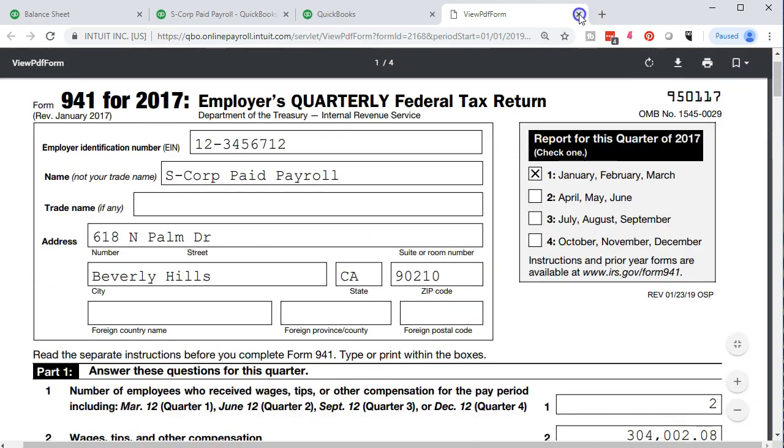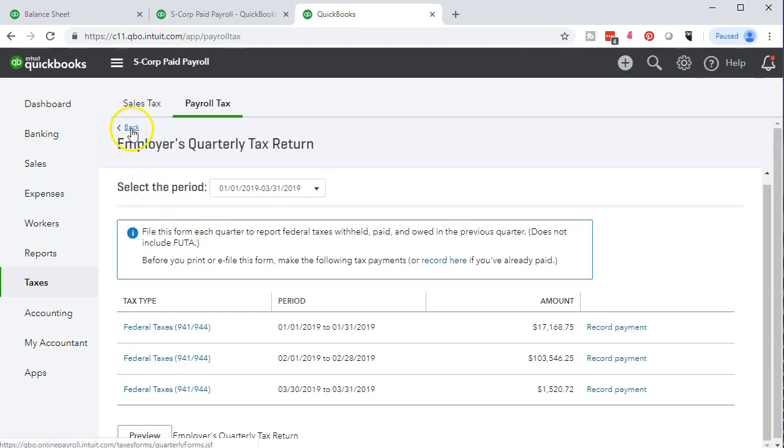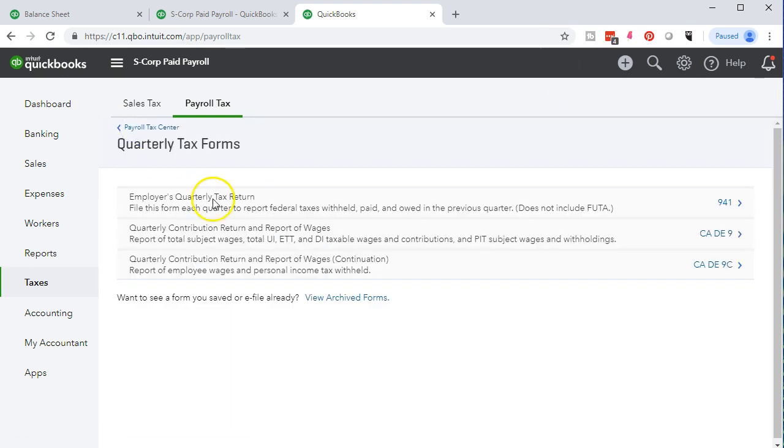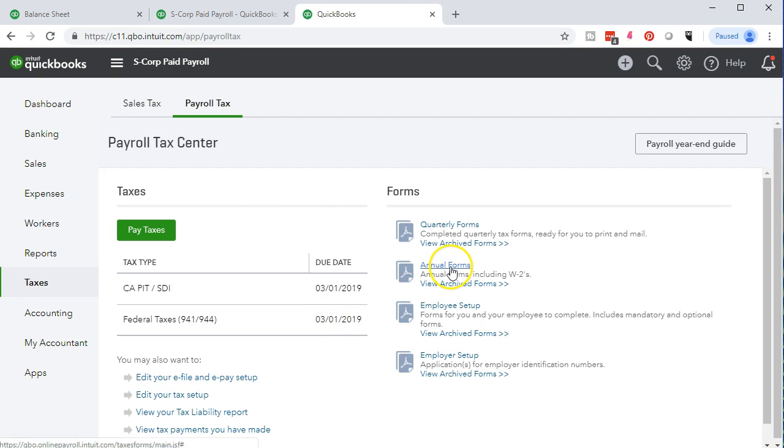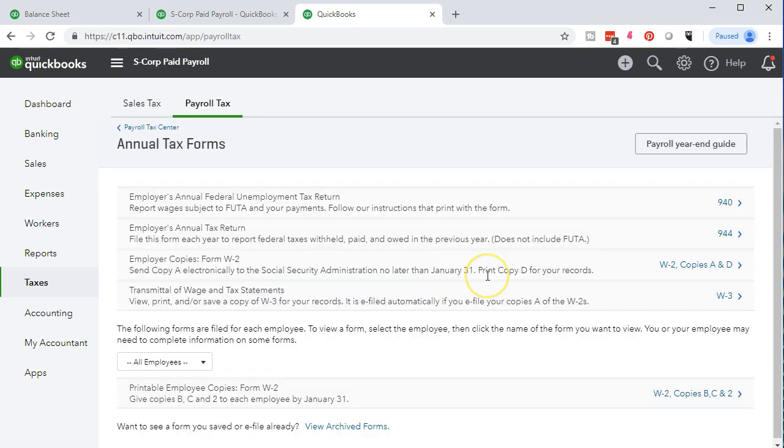If we go back up top and go back to payroll, back to the payroll center, we then have the annual reports. If we select the annual reports, we have the W-3 report, and that's going to represent the employee information. We also have the Form 940. The 940 is specific just to federal unemployment tax, which is an employer tax. It's only reported yearly as opposed to quarterly.